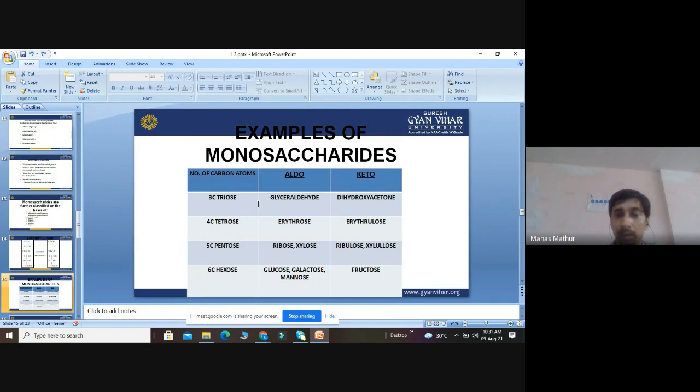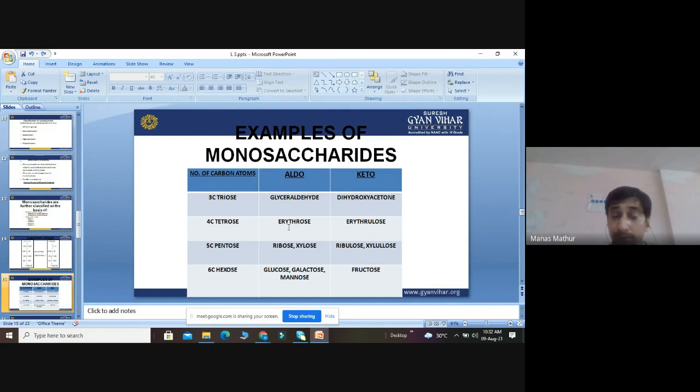Then we will see some examples of monosaccharide. See, first example is glyceraldehyde. It is what? 3 carbon chain. Because it is having which group? Aldehyde group, so it comes under aldo. In another example, if a 3 carbon chain is there and it is having ketone, what would we call it? Dihydroxyacetone. Because it is having which group? Keto group is there, that is CO group.